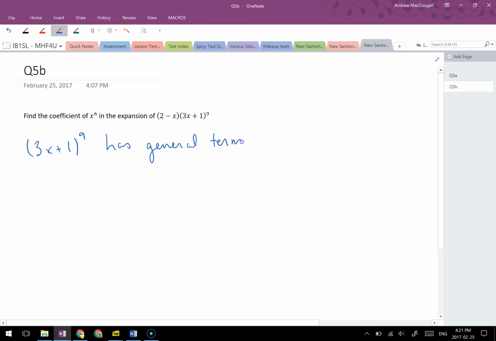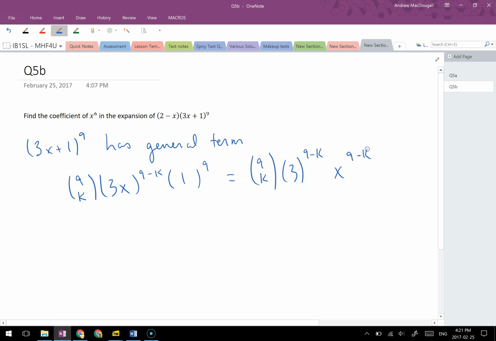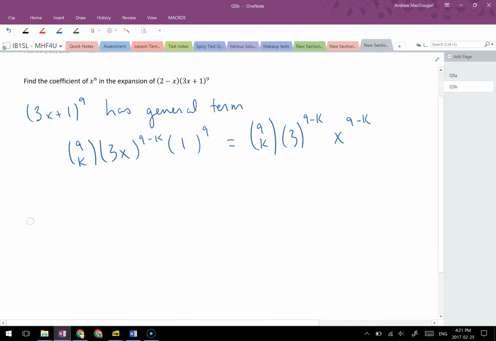So the general term for the expansion of that is 9 choose k, 3x to the 9 minus k times 1 to the 9. And we're lucky again in that 1 to the 9 doesn't contribute anything. So then we get 3 to the 9 minus k times x to the 9 minus k. Okay, not bad. So now we need to distribute.